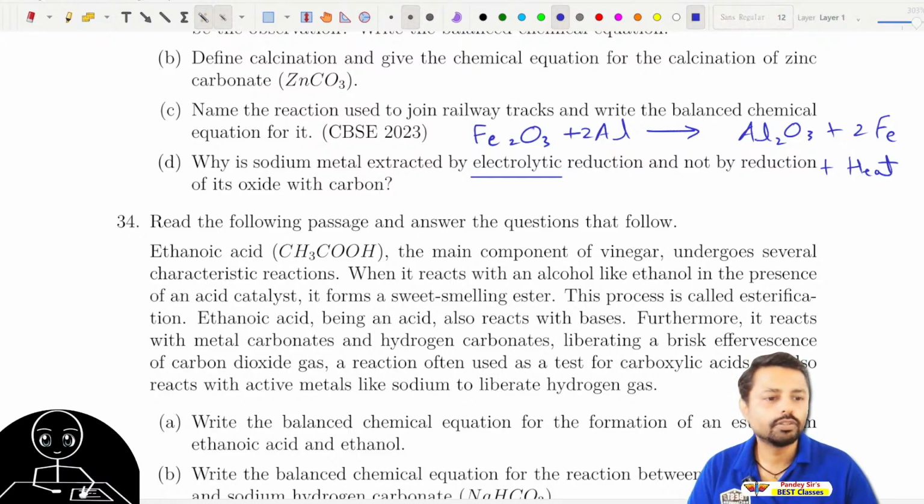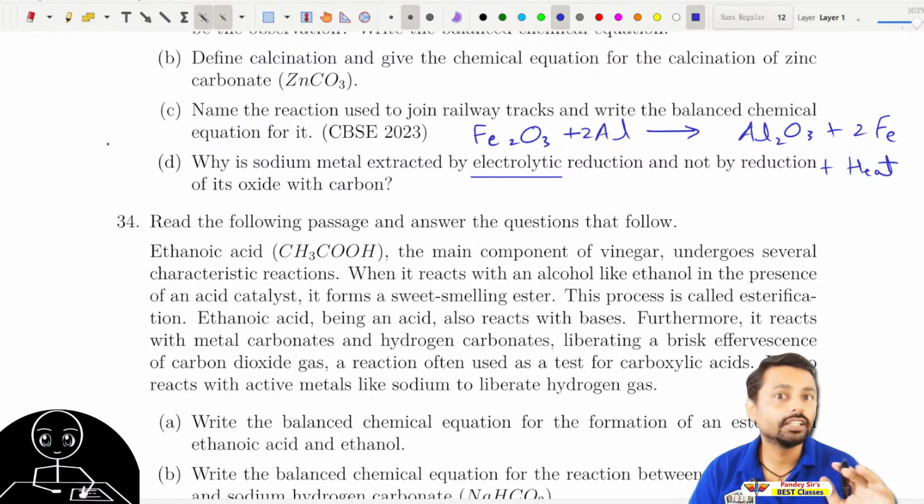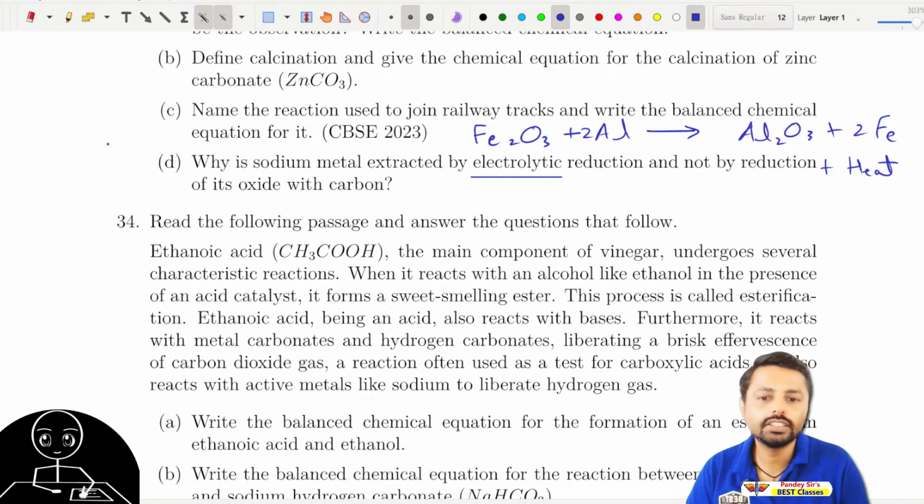It actually depends on the property of sodium, which is highly reactive. So it doesn't get displaced. Carbon cannot displace it. It doesn't show any reaction. So the correct answer is: sodium is a highly reactive metal and has a stronger affinity for oxygen than carbon does. Therefore, carbon cannot reduce sodium oxide. I'm showing the full answer so that you will know how to write it.